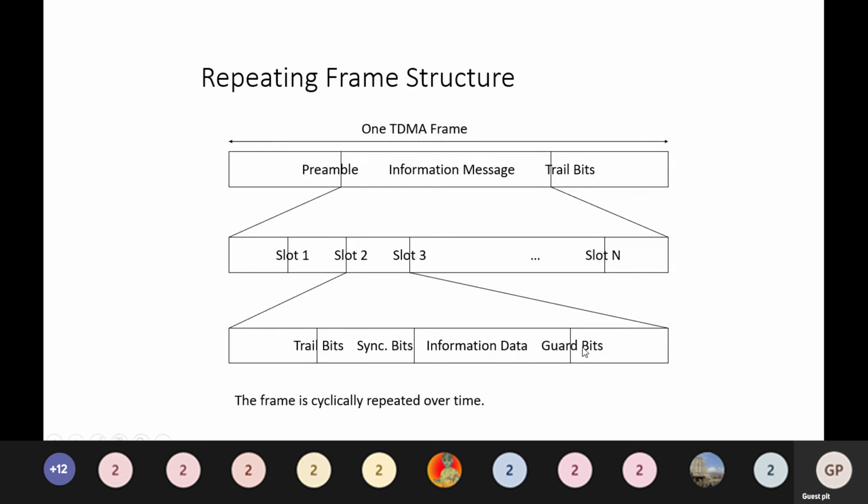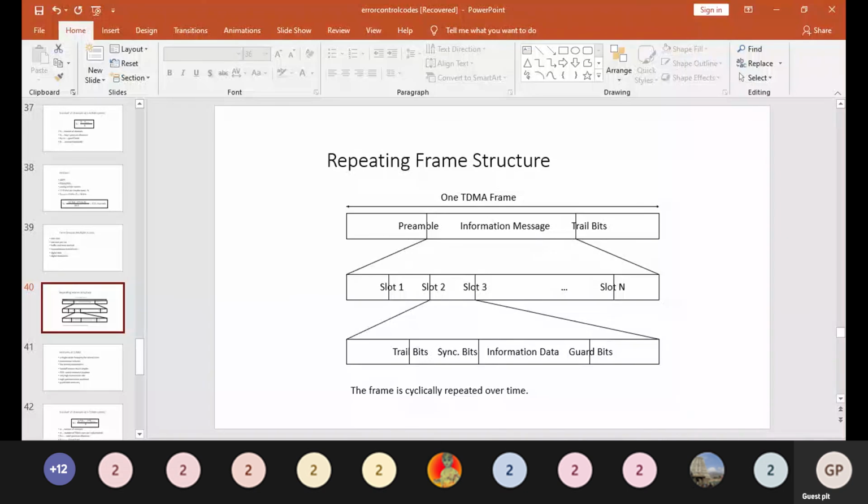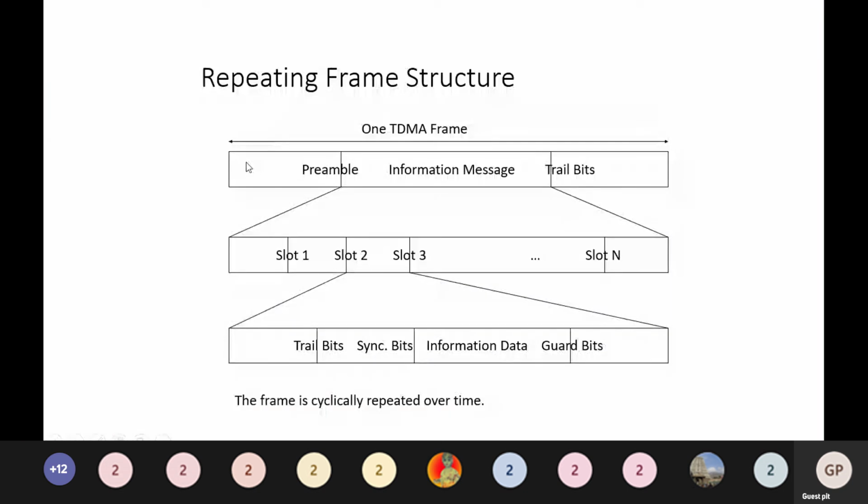Guard bits, as you know, are used to provide proper spacing between one transmission and another. Synchronization bits are used to synchronize the transmitting and receiving ends. So that is what it generally refers to.